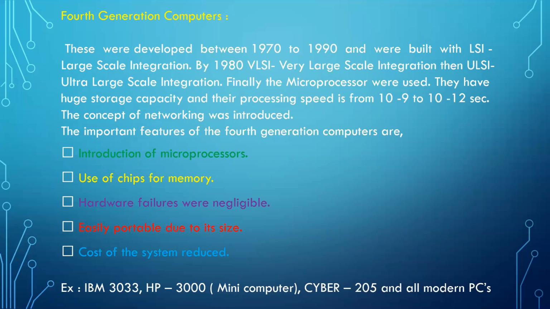The fourth generation computers were developed between two decades, that is, right from 1970 to 1990. In this period, we used different technologies and components. We started with the third generation IC that has been improved, and by 1980 we started using LSICs, that is, large scale integrated circuits, very large scale integrated circuits, and ultra large scale integrations.